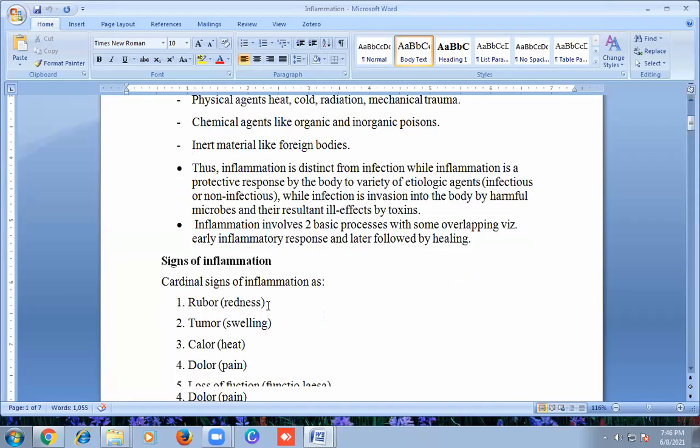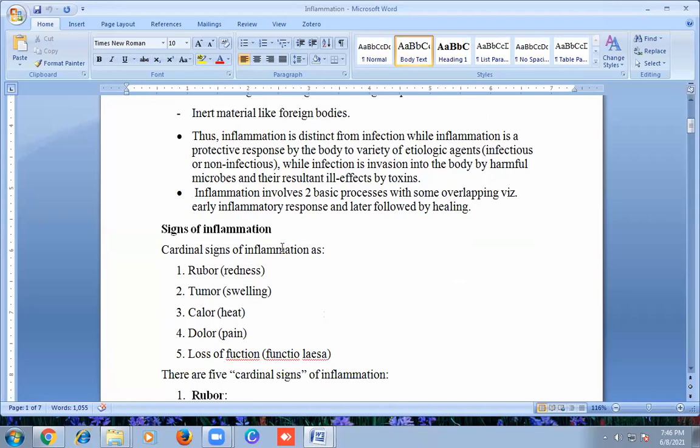Now see the signs of inflammation. They are called the cardinal signs of inflammation. These 5 signs are very important, the cardinal signs. Which are those? Redness, swelling, heat, pain, and functio laesa.